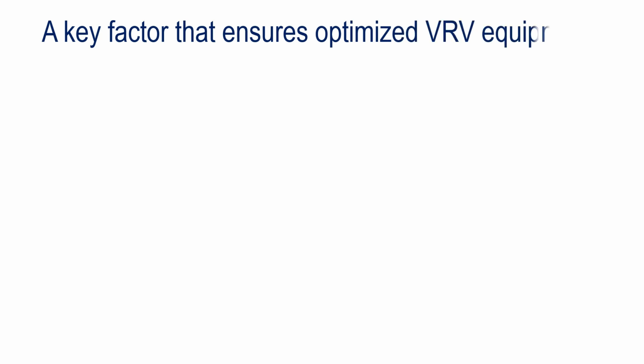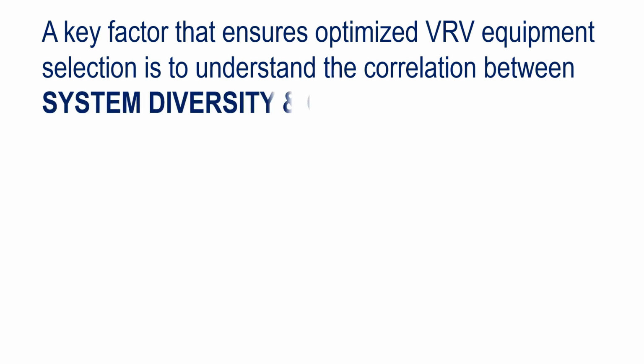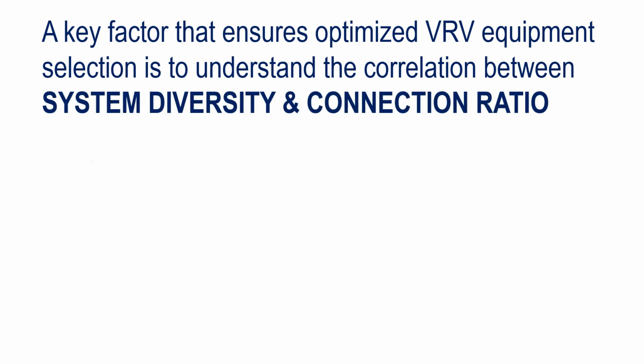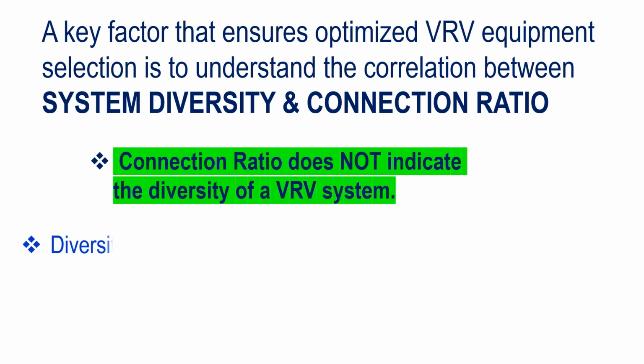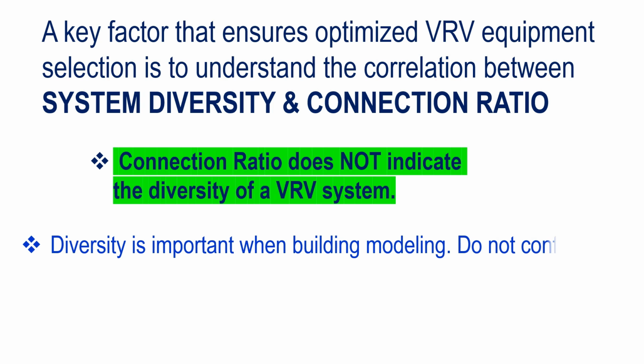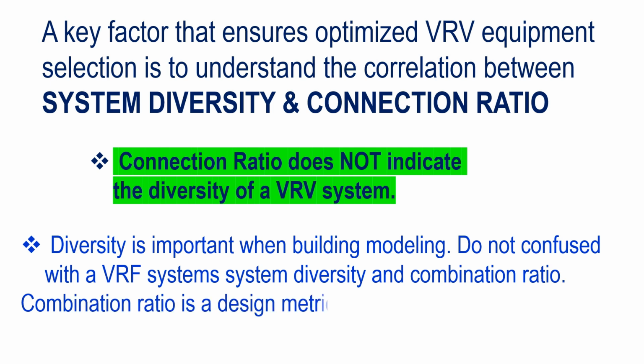A key factor that ensures optimized VRV equipment selection is to understand the correlation between system diversity and connection ratio. Connection ratio does not indicate the diversity of a VRV system. Diversity is important when building modeling. Do not confuse VRF system diversity and combination ratio. Combination ratio is a design metric with no impact on the building model.